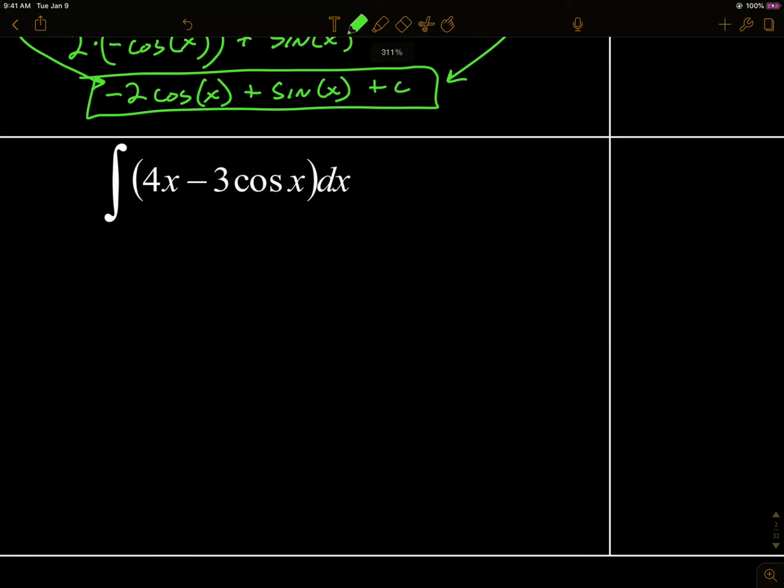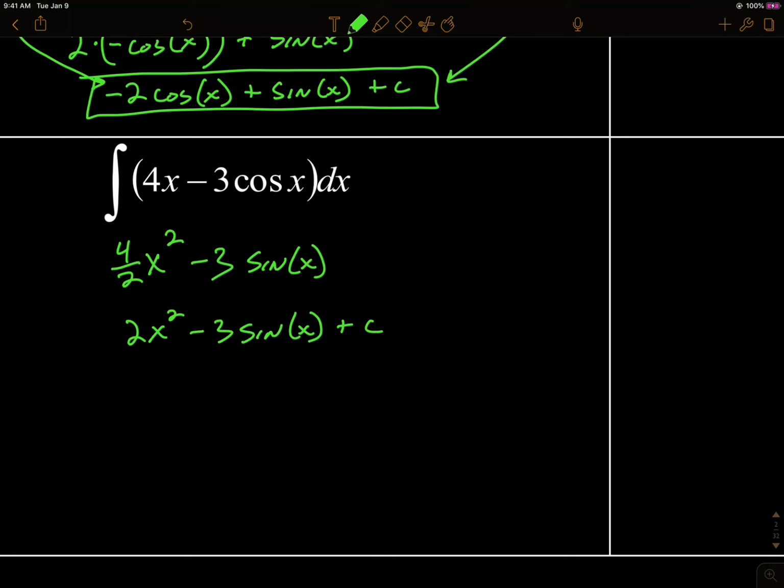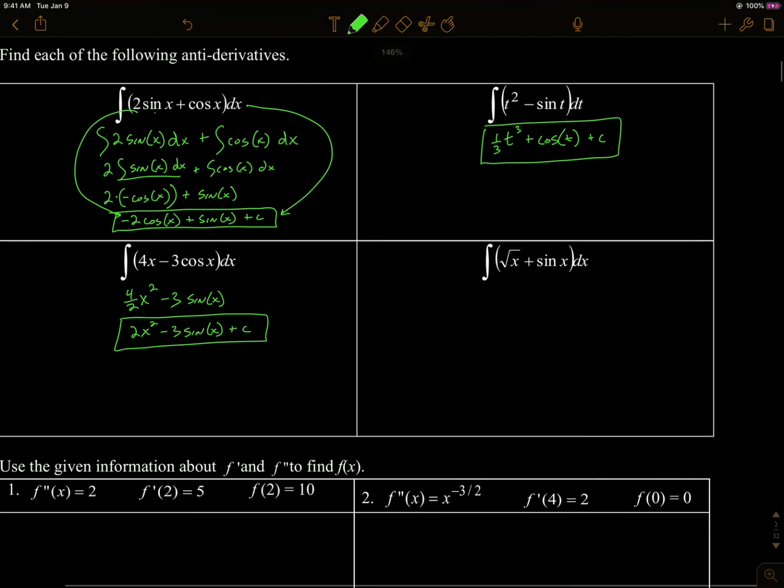On this guy, we've got 2 terms again. We've got power rule on the first one, so it's x to the second power, and then I take the 4 and I divide by the new power 2. The negative 3 comes along for the ride. The integral of cosine is going to be sine. So then if I simplify, I got 2x squared minus 3 sine of x plus our constant of integration. I always do that on the last step. I don't add the constant as we go.